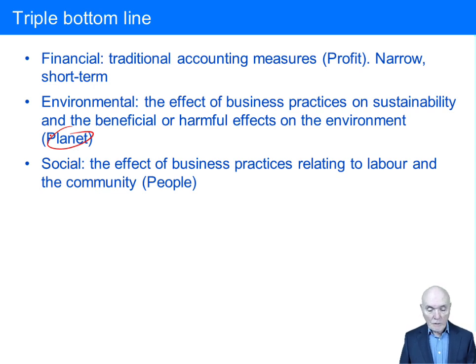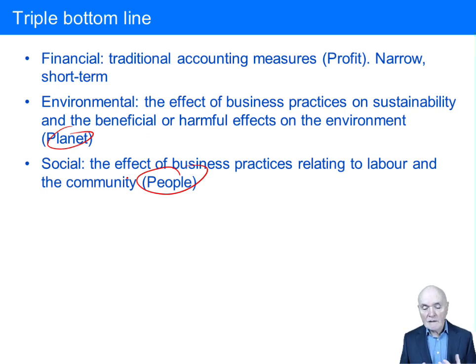And then social or people here. What is the effect of the business on the people associated with it, the employees, for example, the people living in the neighbourhood of the business who may be inconvenienced through noise or pollution or heavy traffic and the like.